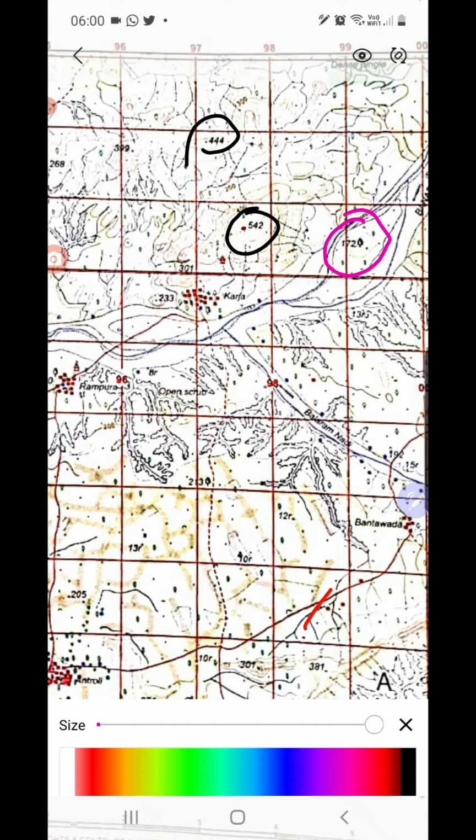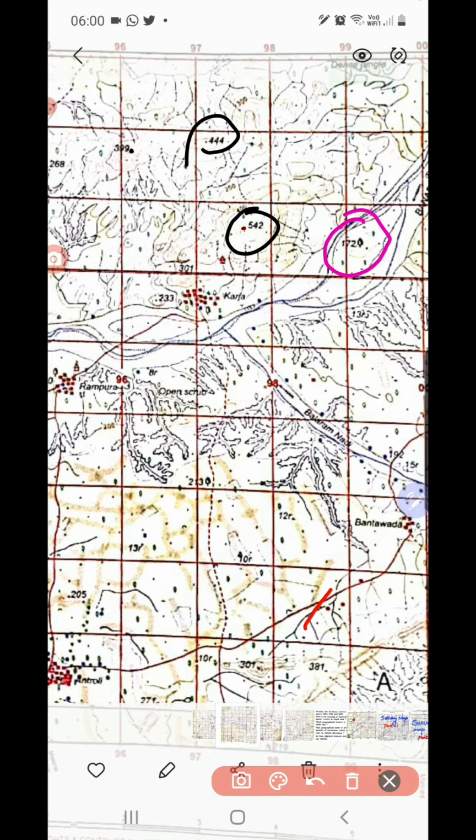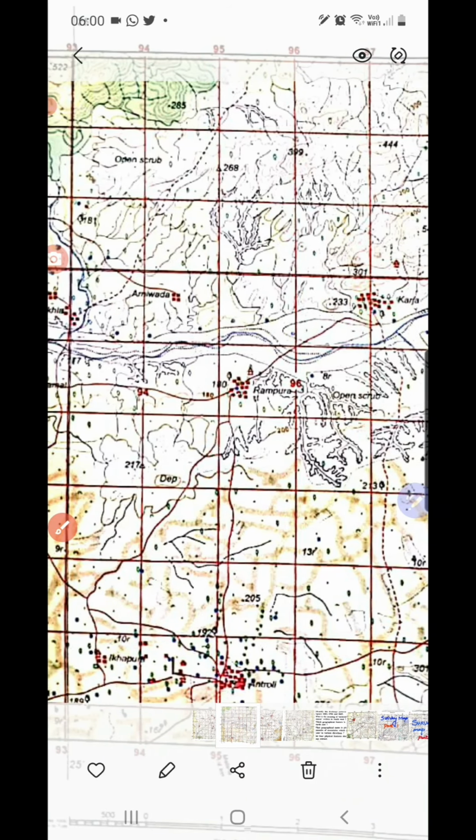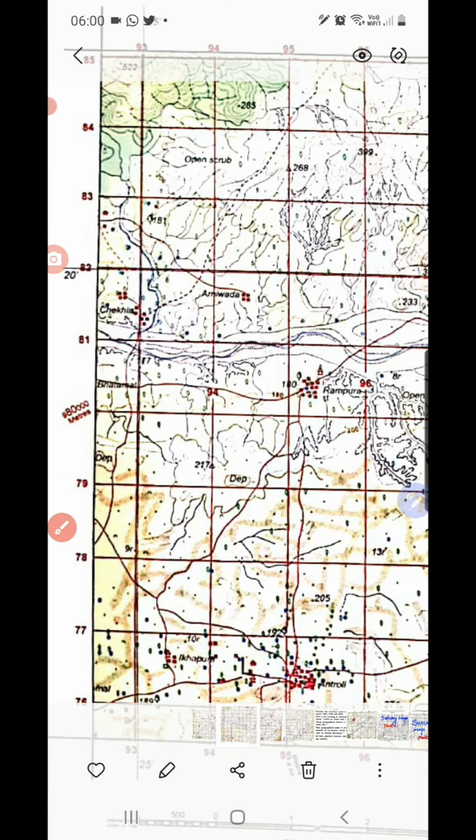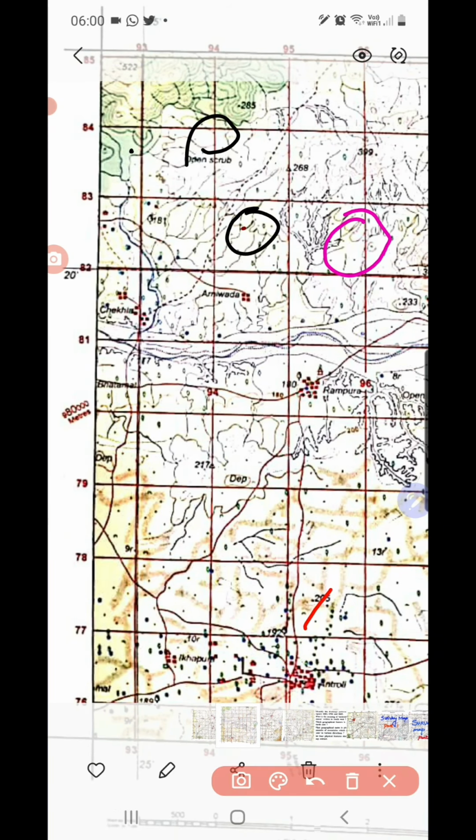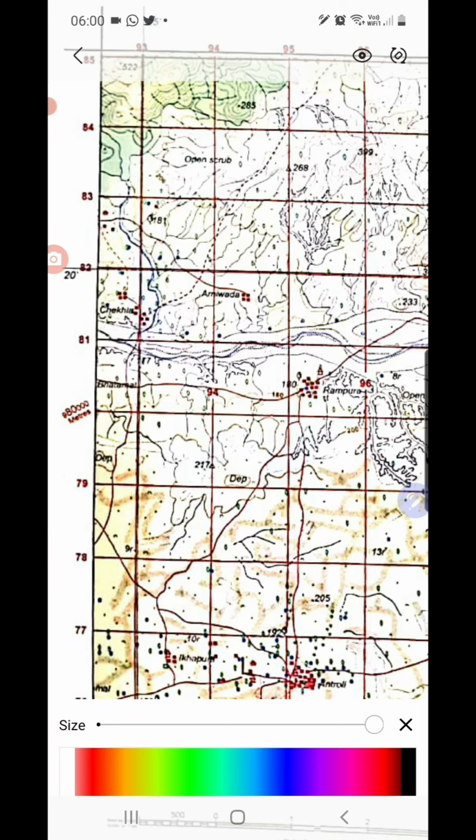Then you can also see the triangulated height. You see 181 here. This is also a survey tree. 181 survey tree. 180 showing here, survey tree. What do you mean by DEP? DEP indicates depression. Then you can see a triangulated height 217. The triangle symbol is also there. So that is called a triangulated height.